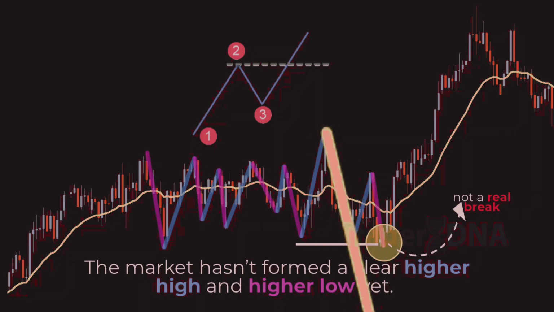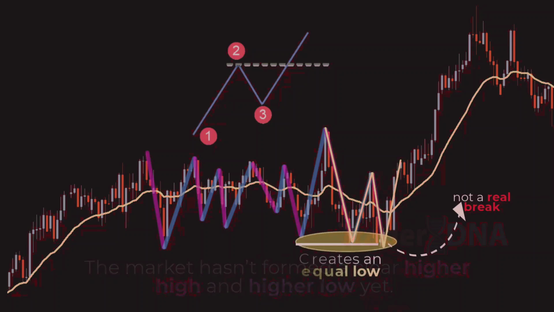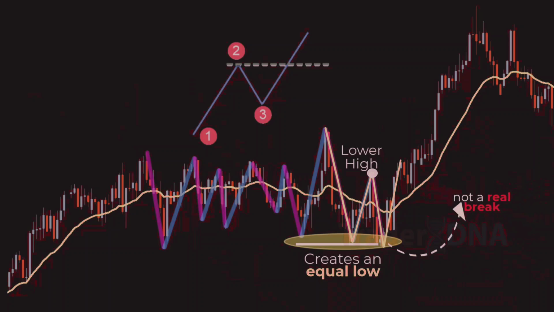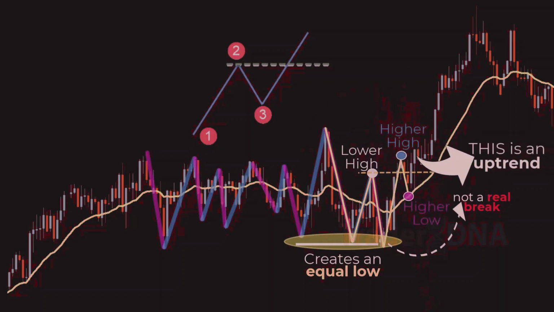Then it happens. Price moves down, bounces back, creates an equal low, climbs into a lower high, but still no real breakout. Then boom, it shoots up and closes above the previous high. That's the moment we can finally say, all right, this is an uptrend. Everything before was just sideways noise, just the market warming up before the real show begins.